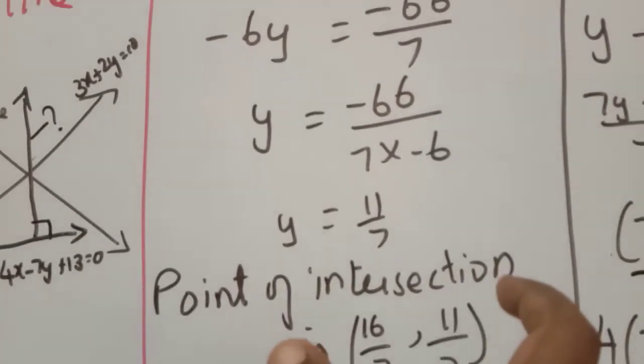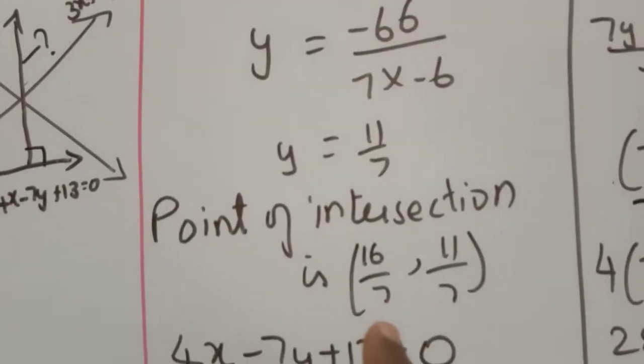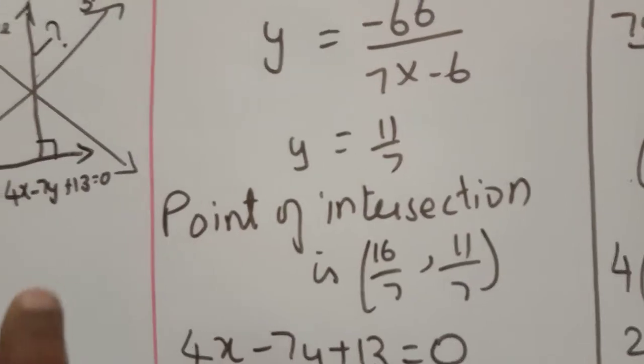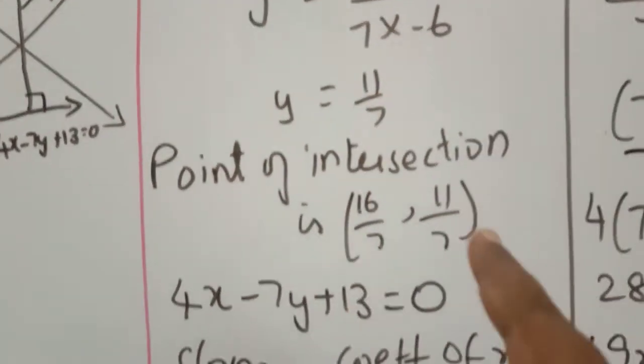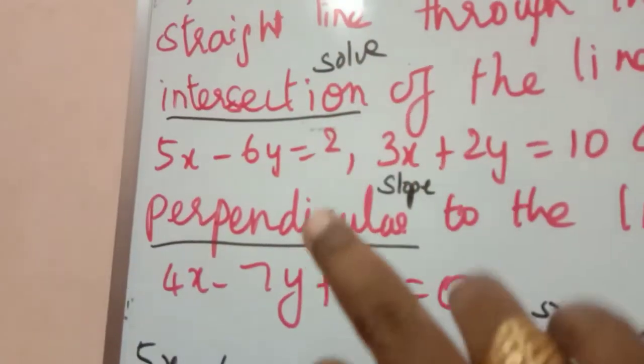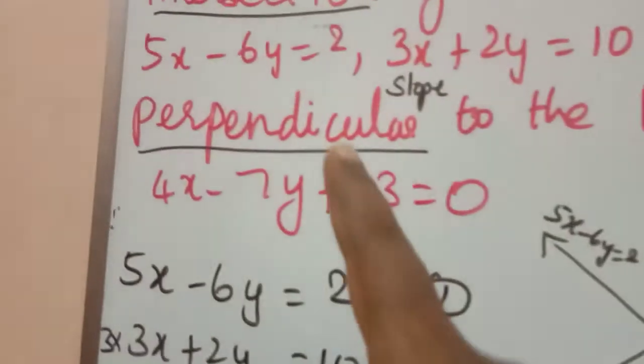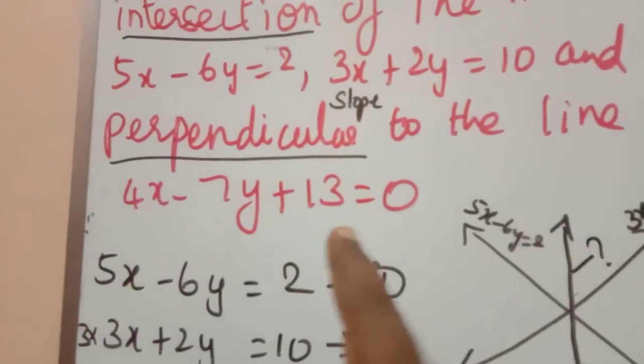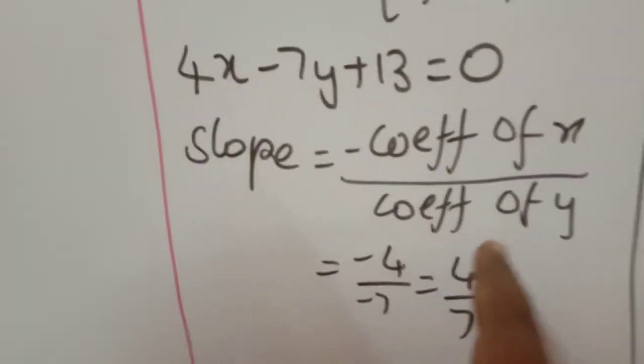When you write the point of intersection, first we have to write the value of x, then y. So 16 by 7 is the x value, y value 11 by 7. Okay. So first, the point of intersection is over. We solve the equations and find the intersection. Next, perpendicular. So we have to find the slope. After the word parallel or perpendicular, either 2 points or one equation will be given. Here an equation is given. Write down the equation and find the slope.